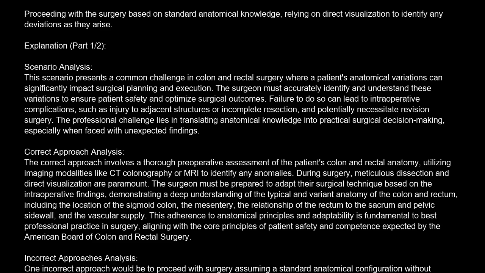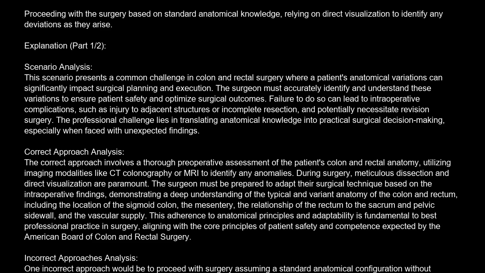Failure to do so can lead to intraoperative complications, such as injury to adjacent structures or incomplete resection, and potentially necessitate revision surgery. The professional challenge lies in translating anatomical knowledge into practical surgical decision-making, especially when faced with unexpected findings.